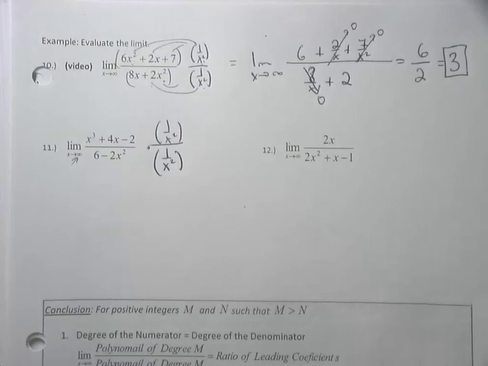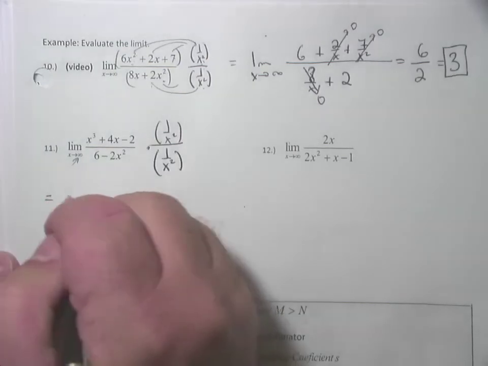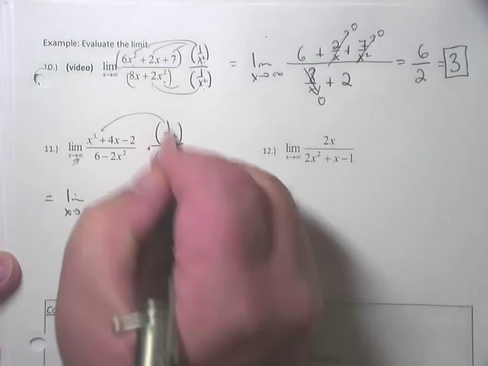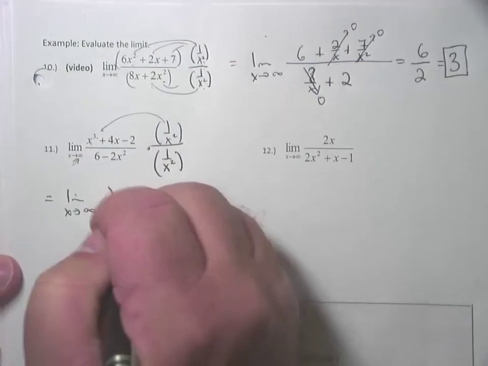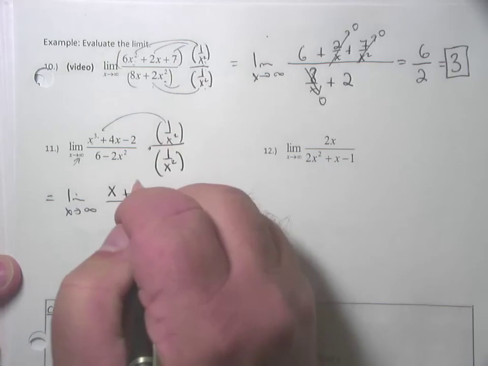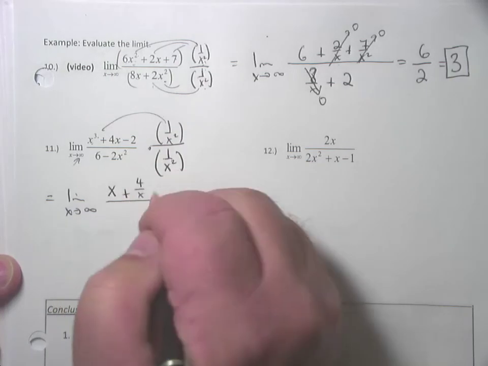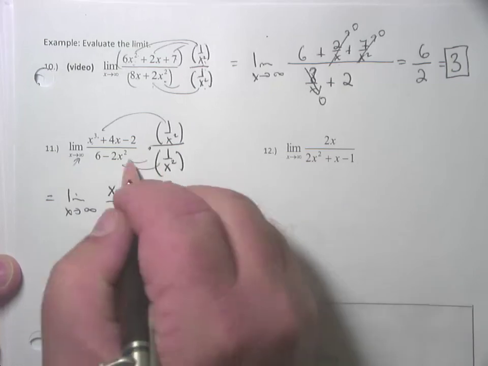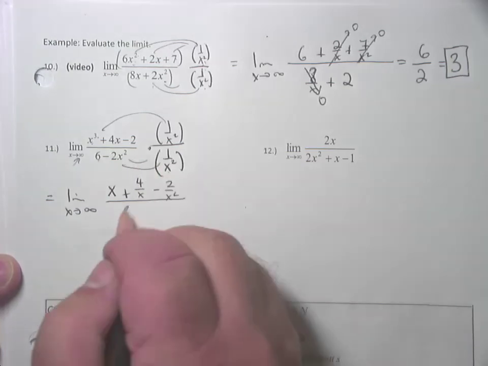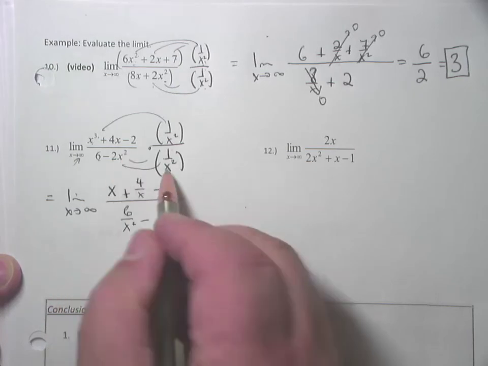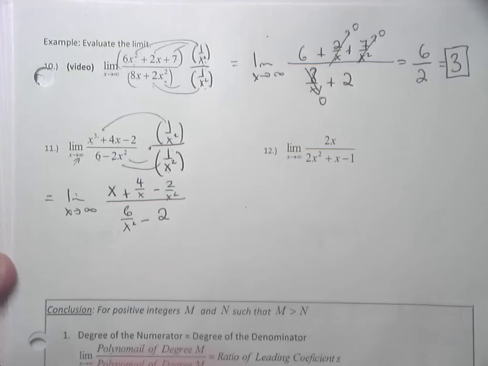Now I'm going to distribute. This will give me the limit as x approaches infinity of x cubed times 1 over x squared is what? X plus 4x times 1 over x squared is 4 over x minus 2 times 1 over x squared is 2 over x squared. Now distribute the denominator. 6 times 1 over x squared is 6 over x squared. Minus, what is 2x squared times 1 over x squared? 2.